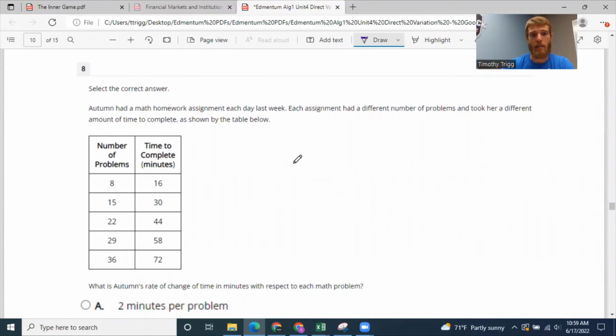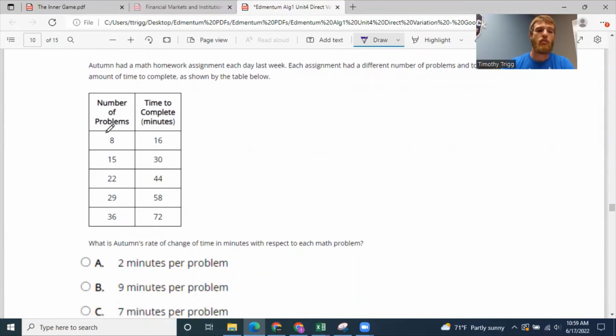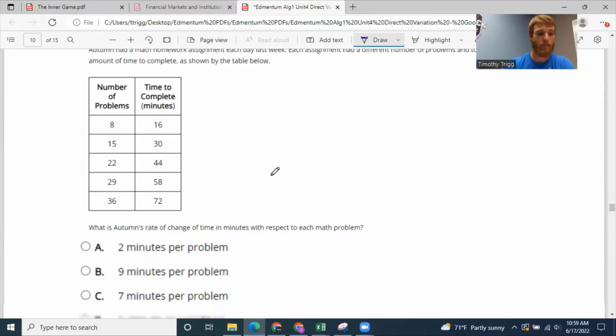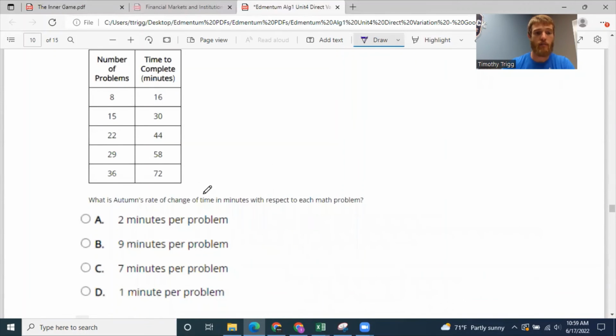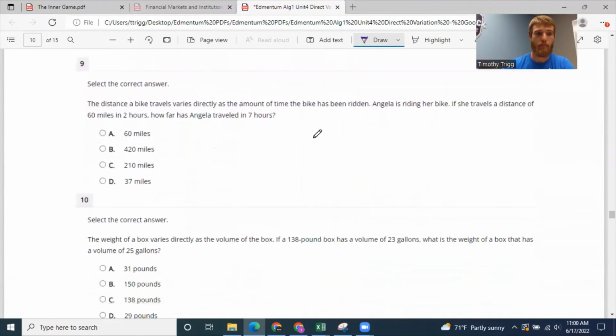Autumn had a math homework assignment each day last week. Each assignment had a different number of problems and took her a different amount of time to complete as shown in the table. So 8 problems took her 16 minutes, 15 problems took her 30 minutes, and so on. Seems to be direct variation here. What is Autumn's rate of change in time in minutes with respect to each math problem? So in other words, what are we multiplying? What's our k, our multiplier, to go from here to here? It should be the same multiplier going from each step, and that should tell you the answer. The distance a bike travels varies directly as the amount of time the bike has been ridden.